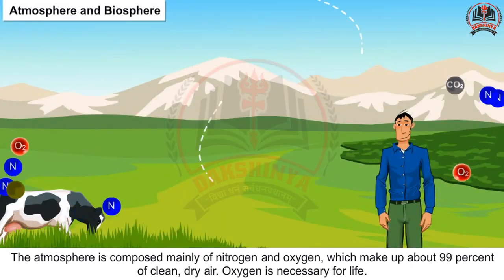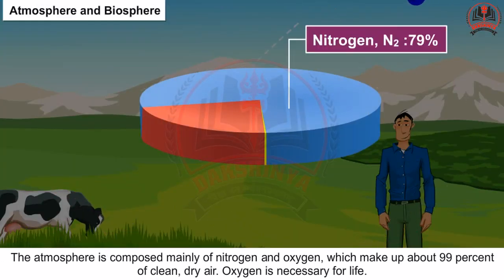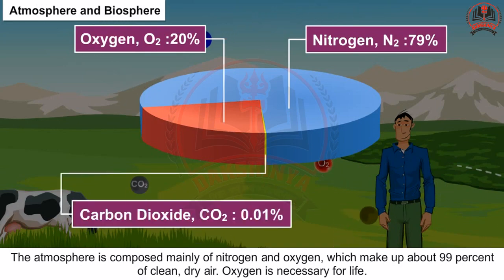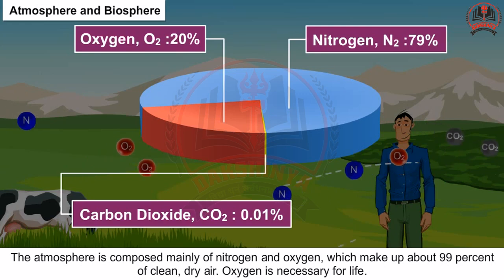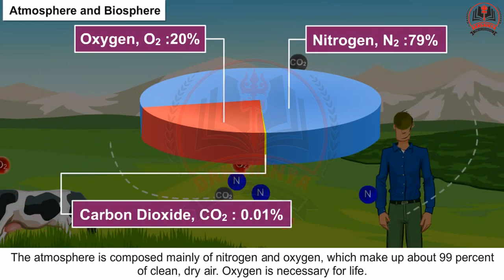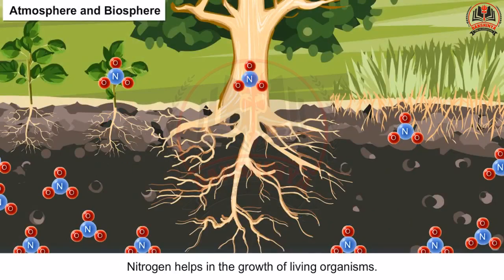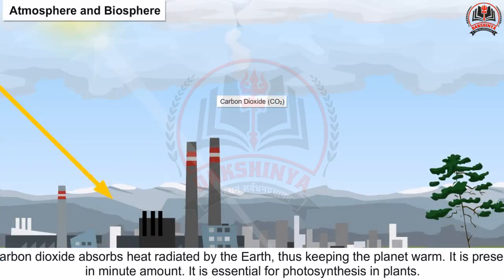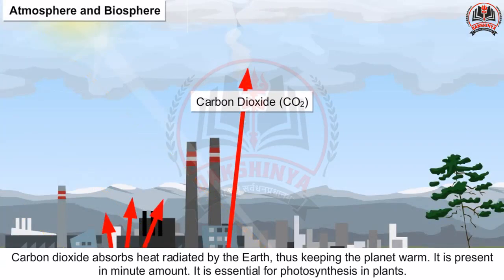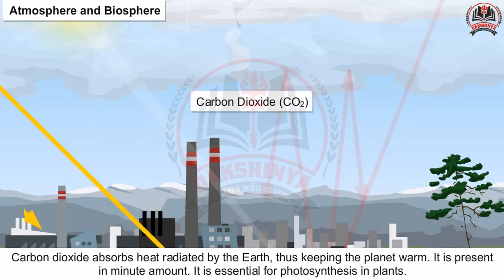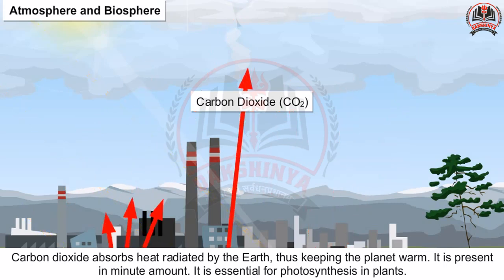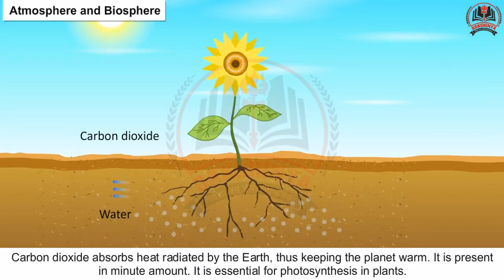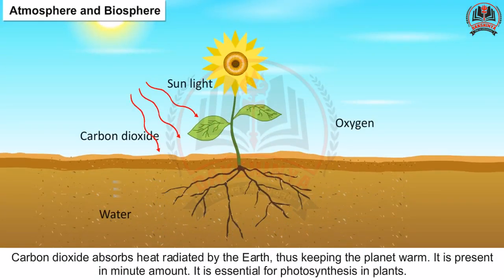The atmosphere is composed mainly of nitrogen and oxygen, which make up about 99% of clean and dry air. Oxygen is necessary for life. Nitrogen helps in the growth of living organisms. Carbon dioxide absorbs heat radiated by the Earth, thus keeping the planet warm. It is present in minute amount. It is essential for photosynthesis in plants.